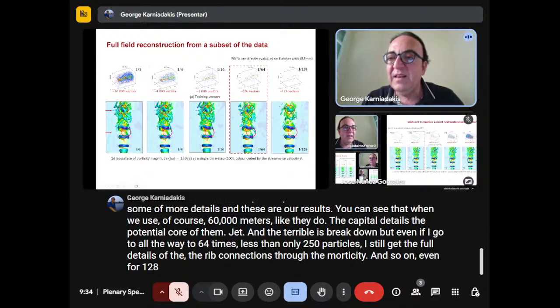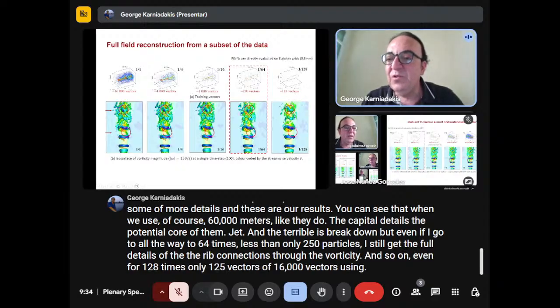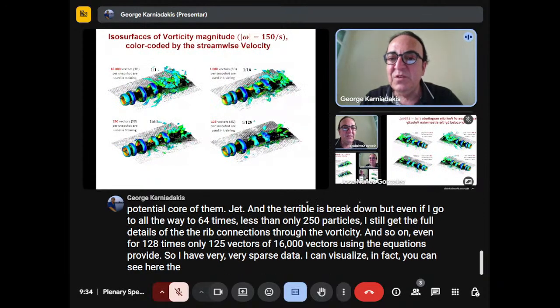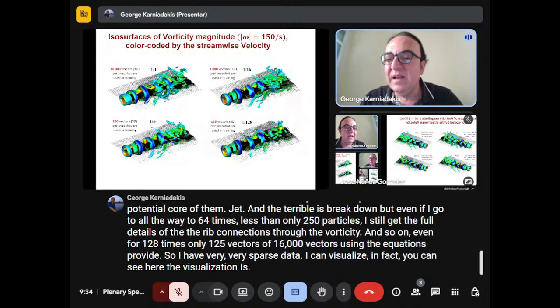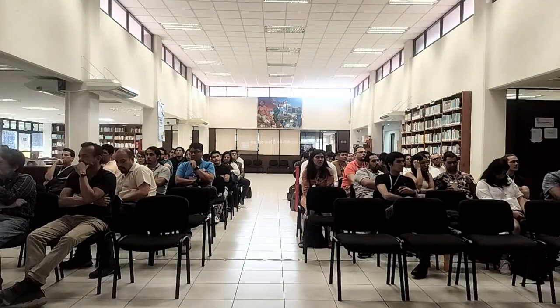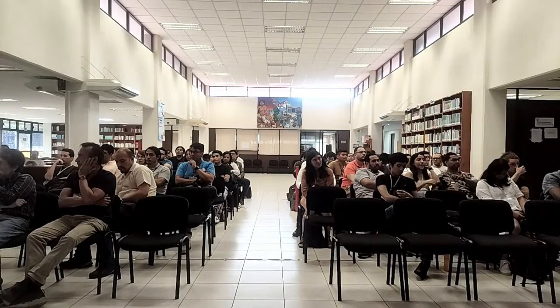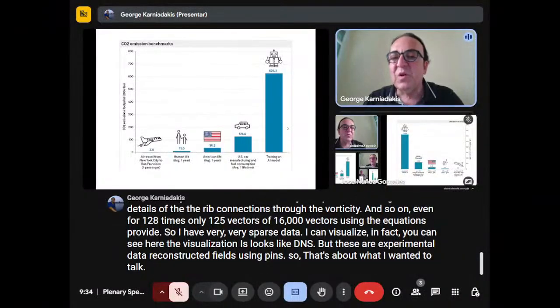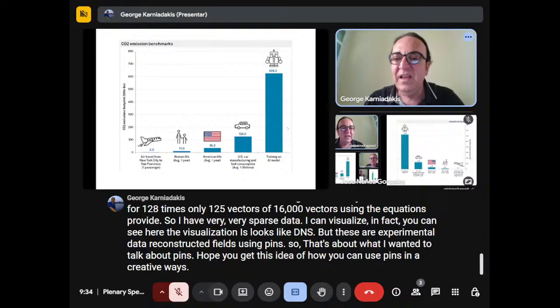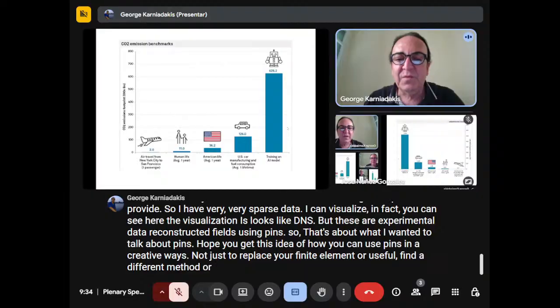Even for 128 times less, only 125 vectors instead of 16,000 vectors, using the equations, so I have very, very sparse data, I can still visualize. In fact, as you can see here, the visualization looks like DNS, but these are experimental data, reconstructed fields using PINNs. So that's about what I wanted to talk about PINNs. I hope you get this idea of how you can use PINNs in creative ways, not just to replace your finite element or your spectral or finite difference method or finite volume.